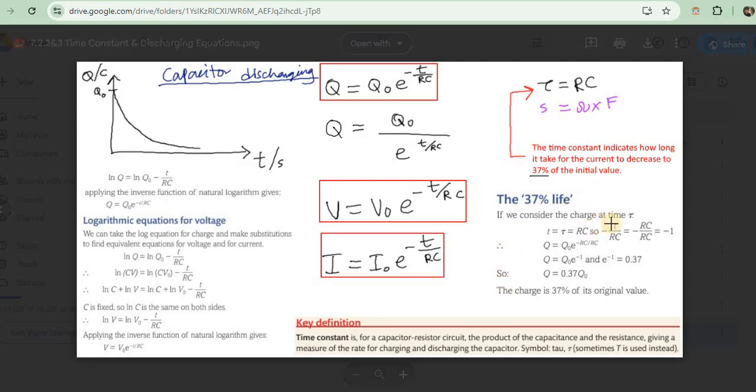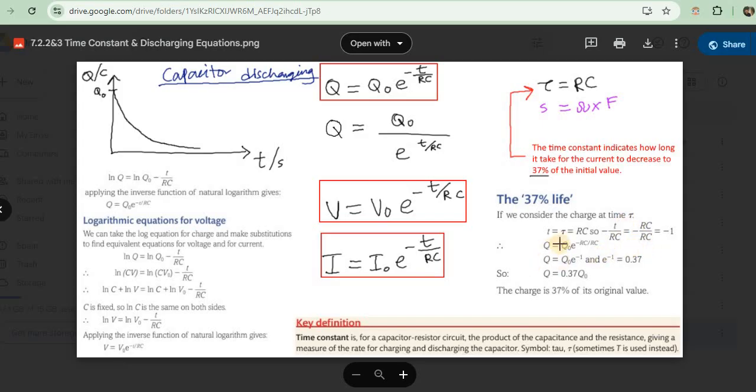If we consider the charge at time tau, t equals RC. So let's rearrange this. So we get this. Now, if it's a bit confusing, imagine you multiply both sides by -1 and divide both sides by RC. See, this is equal to this, so multiply both sides by -1 and divide both sides by RC. So then you get this.